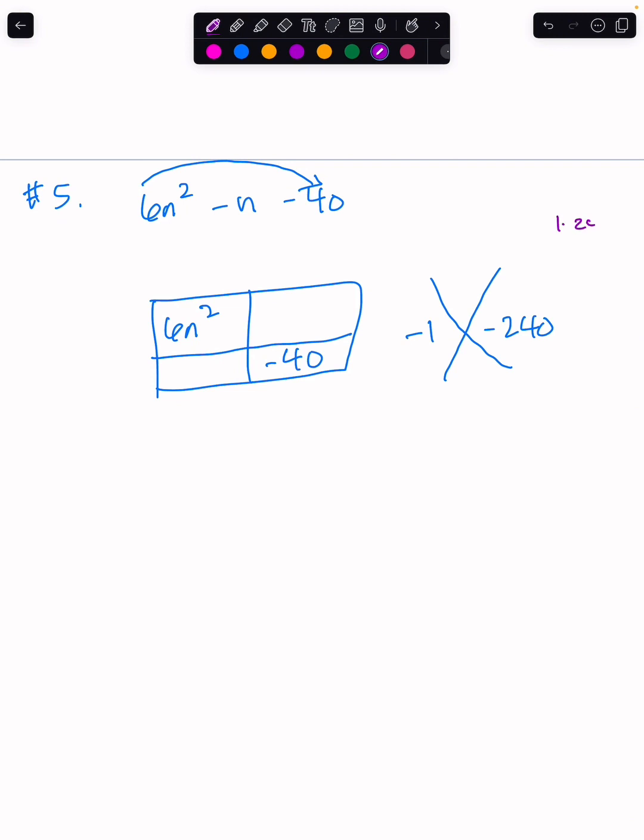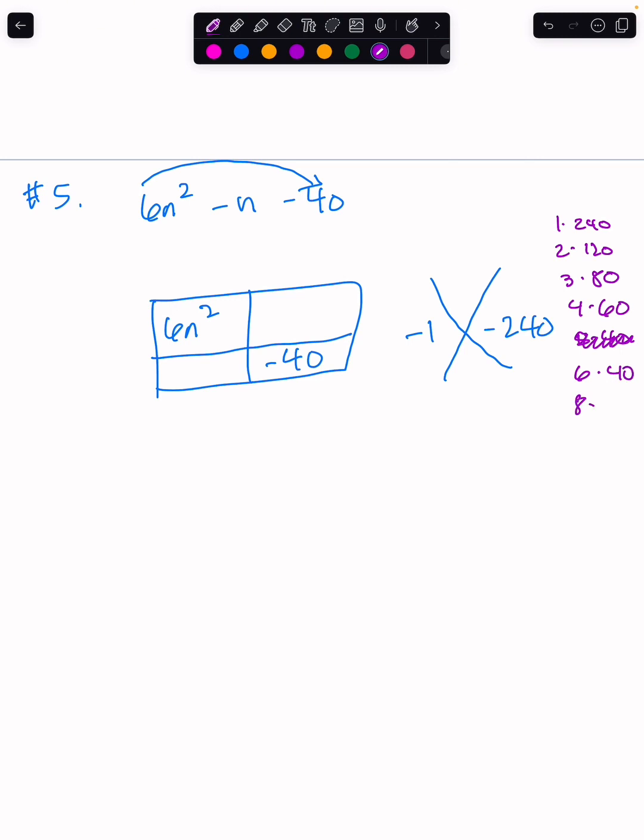1 times 240. 2 times 120. 3 times 80. 4 times 60. 5 times 40. Just kidding. It's not 5 times 40. I lied. It's 5 times something. Okay. 6 times 40.